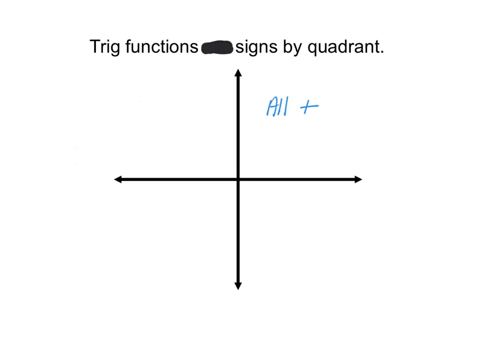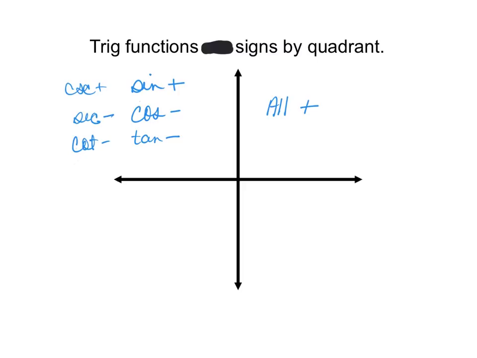In the second quadrant, sine is positive because it's y over r, and y is positive there. Cosine is negative because x is negative there. Tangent is negative because tangent is y over x, and y is positive and x is negative. Cosecant is the reciprocal of sine, so that's also positive. Secant is the reciprocal of cosine, so that's negative. Cotangent is the reciprocal of tangent, so that's also negative.